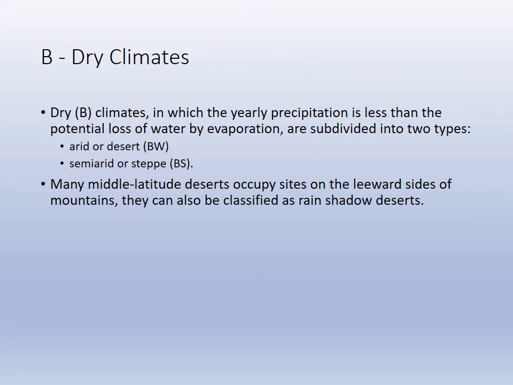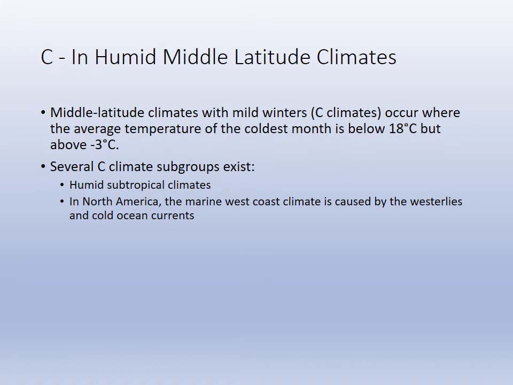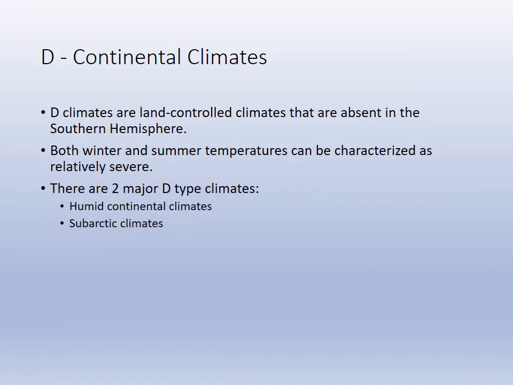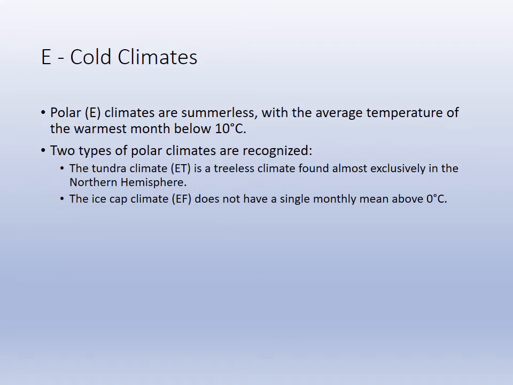The dry climates, arid, desert, semi-arid. That's our grassland, semi-arid. Steppe, S-T-E-P-P-E. That's the dry climates. Type C, the mid-latitude climates. They're found in humid subtropical climates. A lot of North America has this climate. D are the continental climates. E are the cold climates. You have tundra or ice cap.